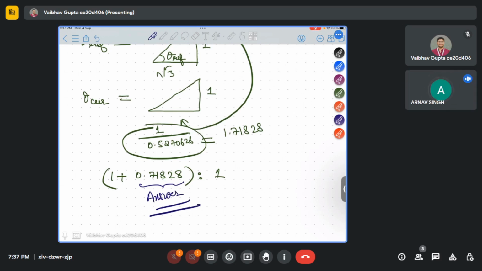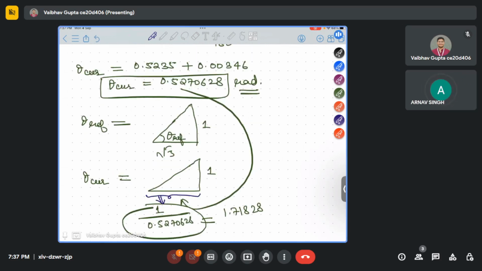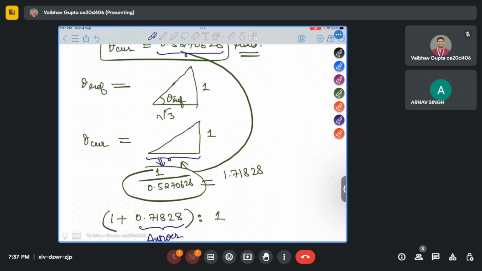Understood? I did not understand this. See, this thing you understood? What is the value of this? Sir, I did not understand that. How do we get theta current value? Whatever value you get, you just divide 1 upon that value. Okay sir. You will get this answer for my question.